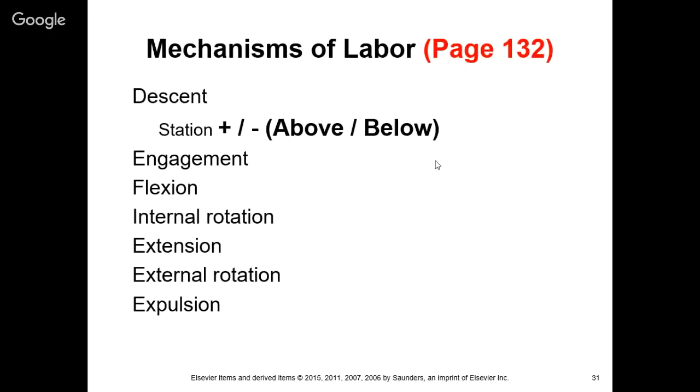They flex to fit through the birth canal. They rotate on the inside. They extend their neck and pop out. They rotate when they're half out, and then they're born. So they come out ideally face down, and then they turn and they're looking up towards the sun.